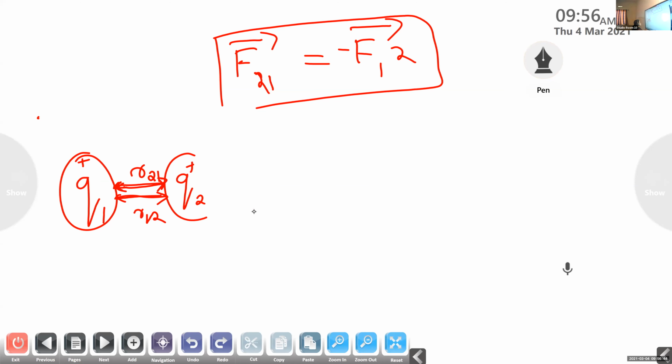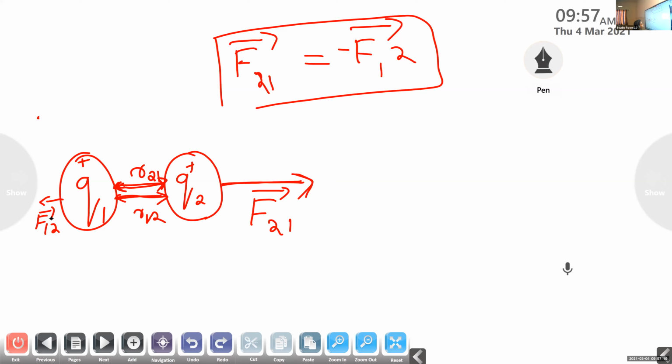When we observe the direction, Q1 exerts a force on Q2 in this direction, and it is F21. The force acting on Q2 by Q1 is F21. It is in this direction, to the right. Similarly, Q2 exerts a force on Q1 in this direction, which is given by F12. The directions of the forces are opposite. They are equal in magnitude, but opposite in direction.